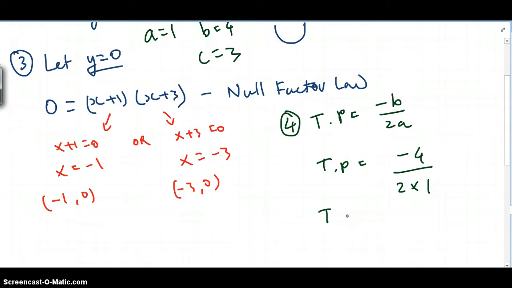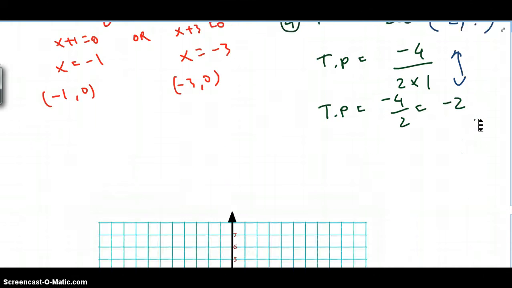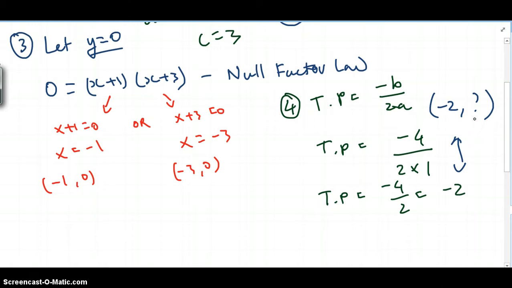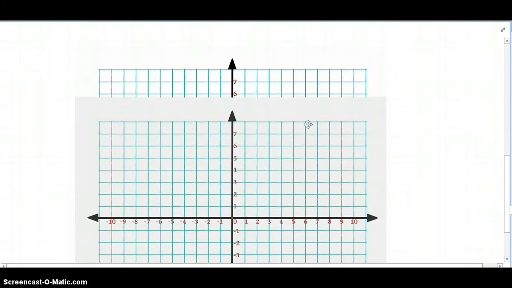And so the turning point will be minus 4 on 2, which is minus 2. Now keep in mind that when we're finding the turning point, this is only the x coordinate. So what I mean by that is that this thing right here is only one part of the turning point. We still don't know what the other part is. We know that the x part of it is at minus 2. But we still need to substitute this back into the equation so that we can work out what the y coordinate is for this. So we're going to just move this down a bit.